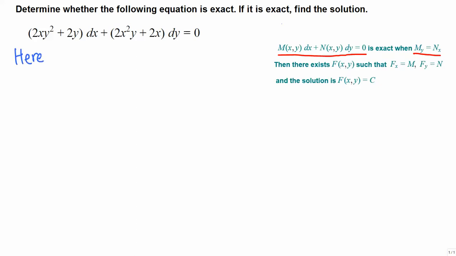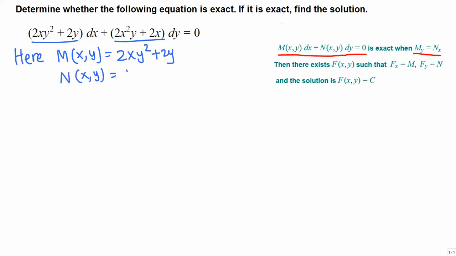So here M as a function of x, y, this is M, this is N. M(x,y) is 2xy squared plus 2y, N(x,y) is 2x squared y plus 2x. Now we want to find the partial derivative of M with respect to y. With respect to y, 2x counts as constant, and the derivative of y squared is 2y. So 2y times 2x, so 4xy, plus the derivative of 2y, which is just 2.